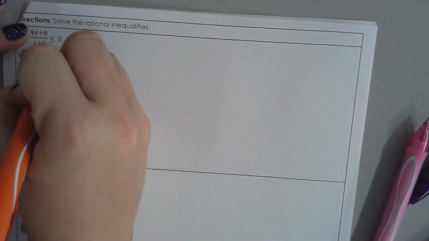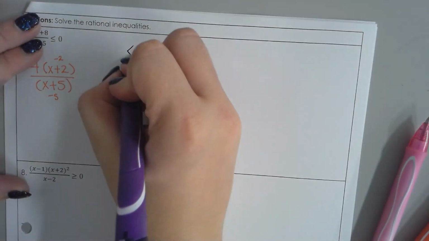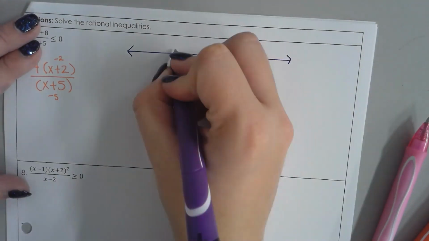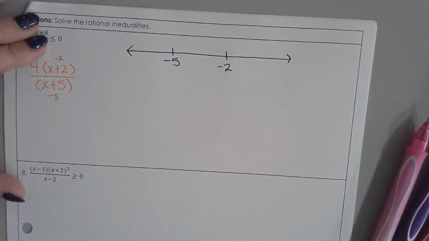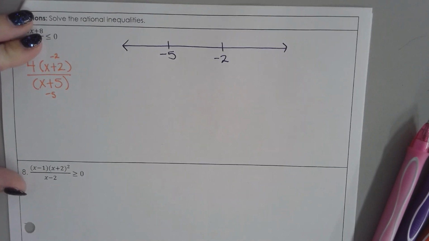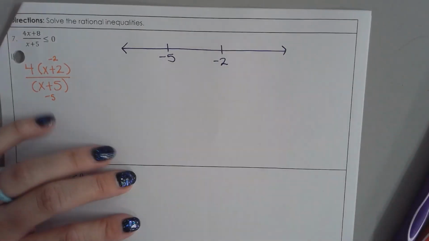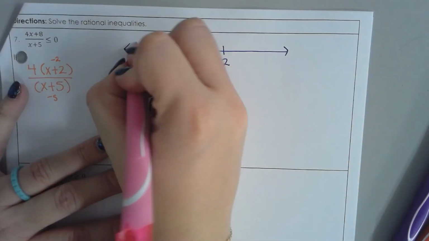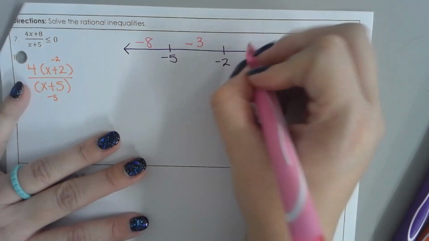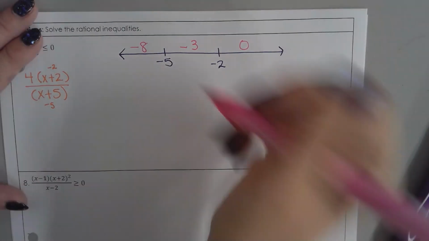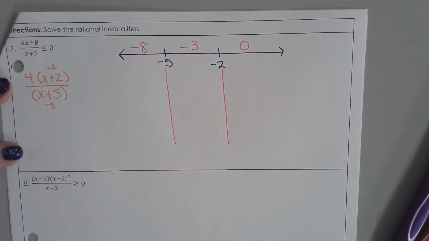So I've got a -2 and a -5 on my number line. Make sure you put the -5 first, because it's less than. You go in order, least to greatest. I will use -8, -3, and 0. That's my test numbers.